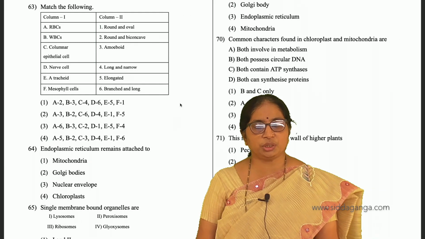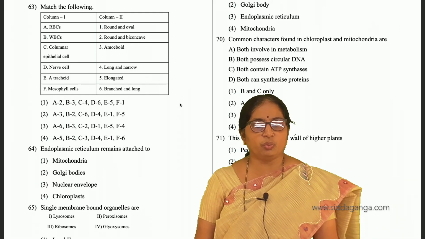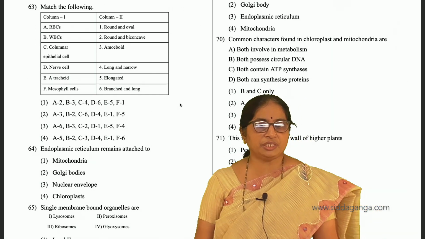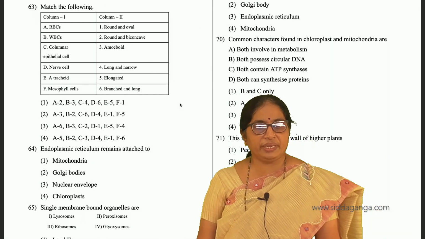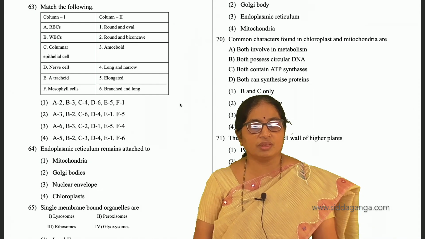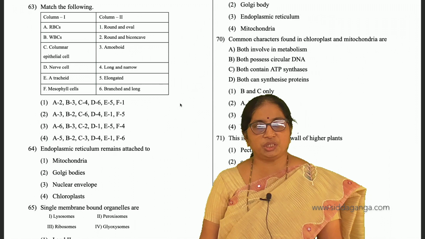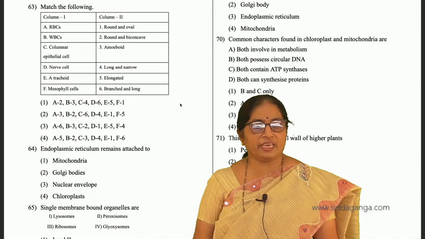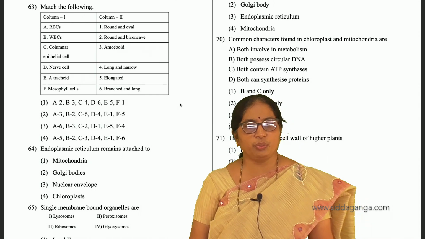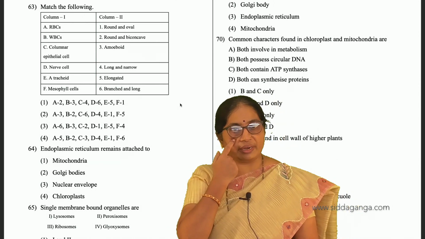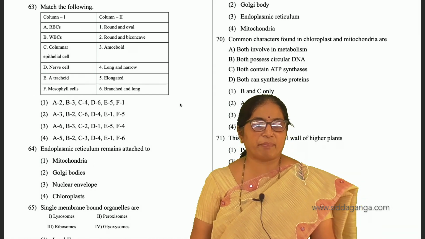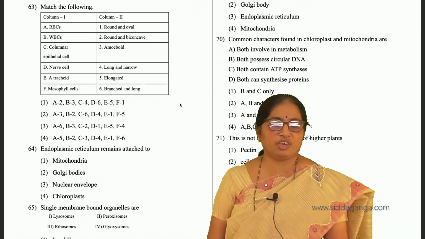There's a mismatch. RBCs will go with round and biconcave. WBCs will go with B3, A2, B3, C4, then D6 and E5 and F1. So option 1 will match with the column 1 and column 2.